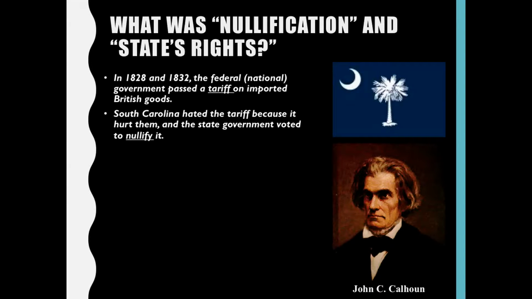South Carolina hated this tariff because it hurt them economically, and so the state government basically voted to say, hey, within the borders of South Carolina, we are not going to collect this tax, and we are not going to pay this tariff. That was a pretty bold move because in our system of government, the federal government is the highest and the most powerful level of government.